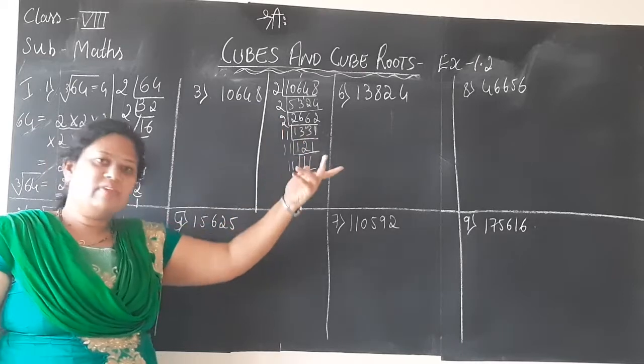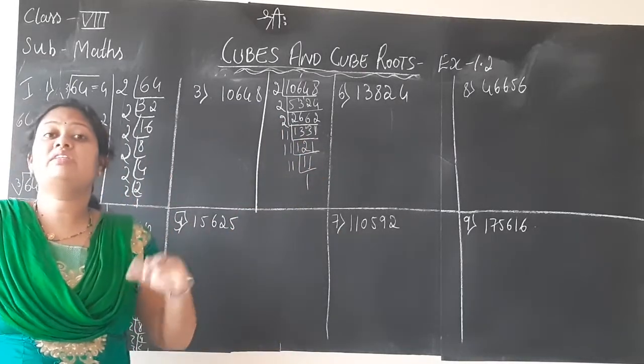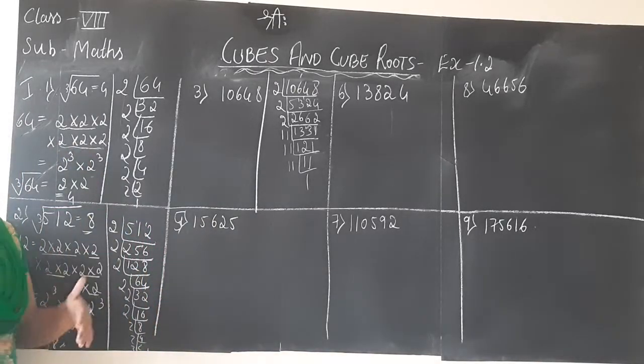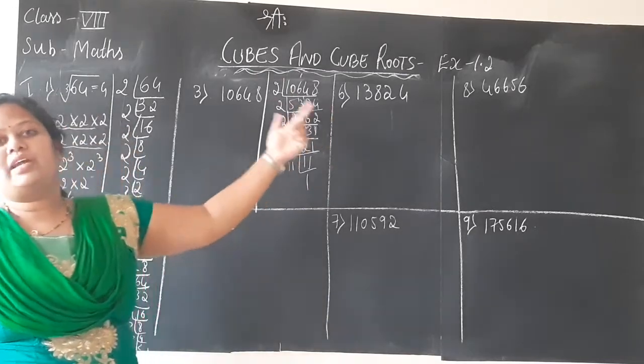If 1 is there, you will go by 11. If 9 is there, you should check 3 or 7. Why 7? 7 7s are 49, so there are chances of getting 9. Like that, by trial and error you should do it the faster way, children. You should not spend more time here.